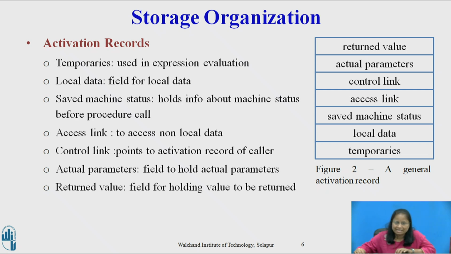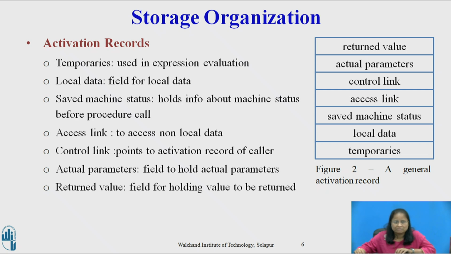For languages like C and Pascal, it is customary to push the activation record of a procedure on the runtime stack when the procedure is called, and to pop the activation record off the stack when the control returns to the caller. Now consider the purpose of each field. Temporaries. Temporary values, such as those arising in the evaluation of expressions, are stored in the field for temporaries. Second field, local data. The field for local data holds the data that is local to an execution of the procedure.